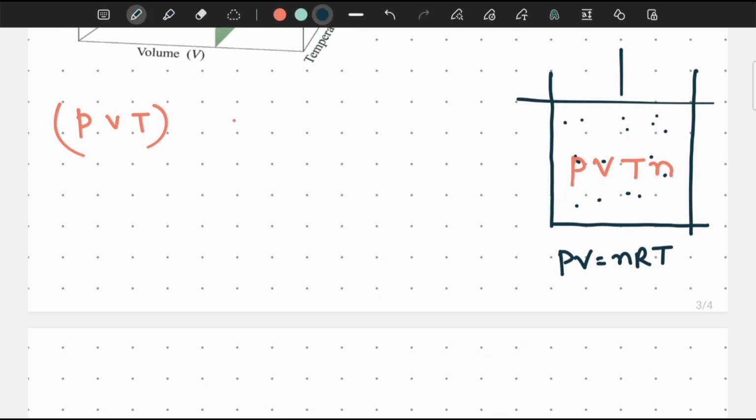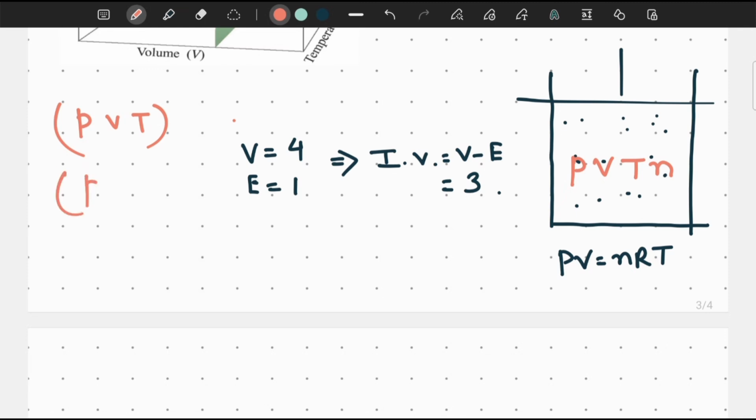So actually what is important is the number of independent variables. Here the total number of variables is 4, and the equation is 1. Therefore the independent variables number 4 minus 1, which is 3. You can choose any 3 of them, and the fourth one will be set automatically. You can't choose that, so it is a dependent variable. So you can choose P, V, T; also P, N, T; or P, V, N. Any 3 of 4, so there will be 4C3 arrangements.